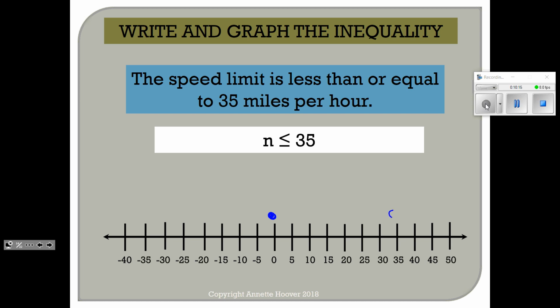And then at 35, it's equal to, so we fill in the dot, and it would have to be between those two numbers. You really couldn't use an arrow, because an arrow means it could go indefinitely into the negatives. And unless you're time traveling or something, I don't think you could have negative speed. So that arrow is really not right. It really should cut off right there.